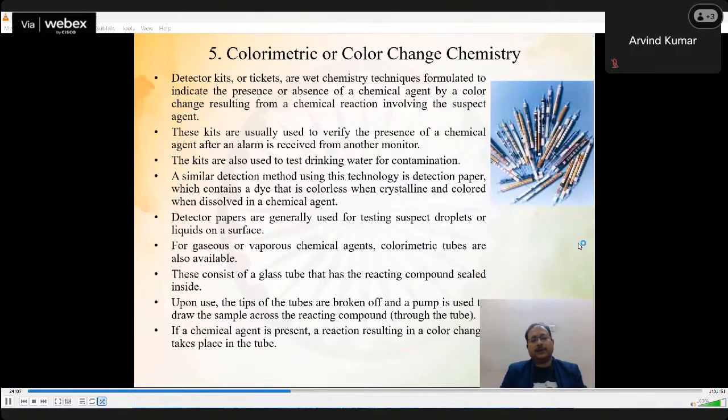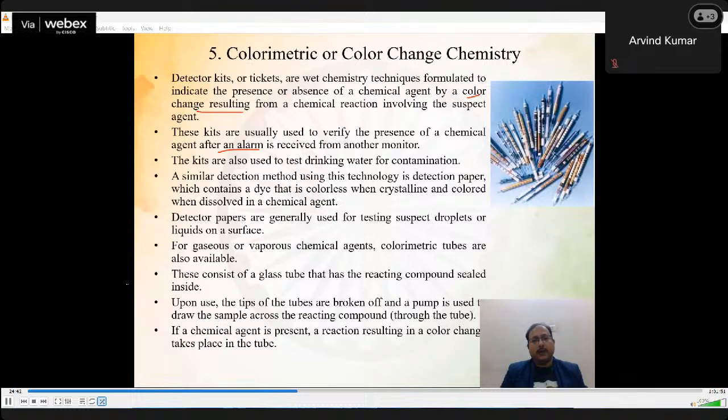Fourth is colorimetric. The last one in the series is colorimetric, or color change chemistry. Detector kits or tickets are wet chemistry techniques formulated to indicate the presence or absence of a chemical agent by a color change resulting from a chemical reaction involving the suspect agents. These kits are usually used to verify the presence of a chemical agent after an alarm is received from another monitor. The kits are also used to test drinking water contamination.